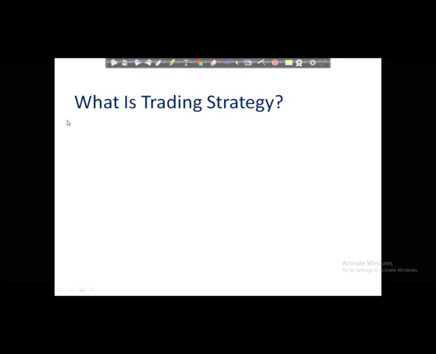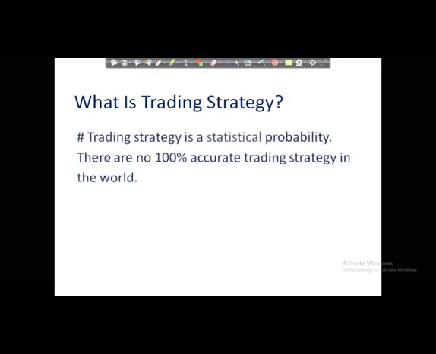Okay, nice. So now, what is a trading system? That is the important part. We know that we have to develop three qualities: one is trading strategy, second is position sizing, third is psychology. Now, what is a trading strategy? We must know what a trading strategy is. A trading strategy is a statistical probability. Remember, most people think, I have this type of trading strategy and I'm applying it, it's 100% accurate. That is the wrong concept. Forget it.